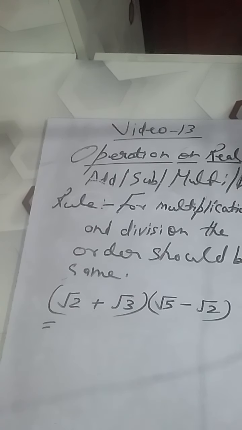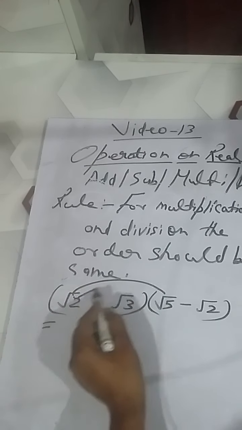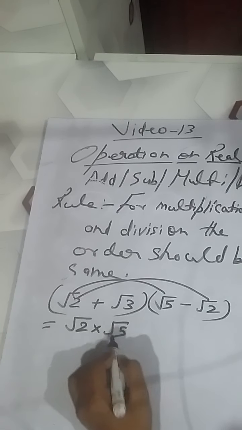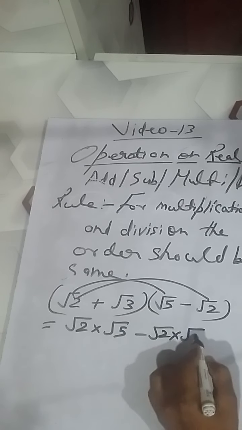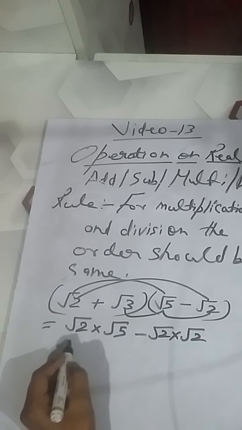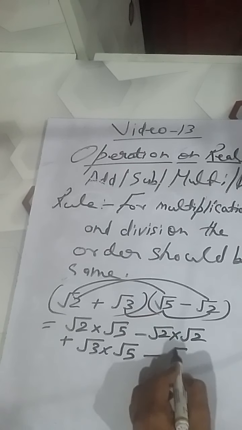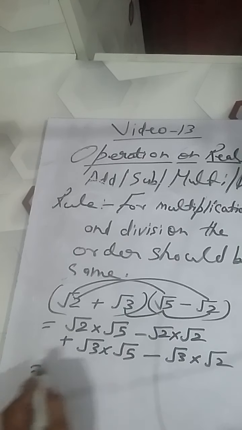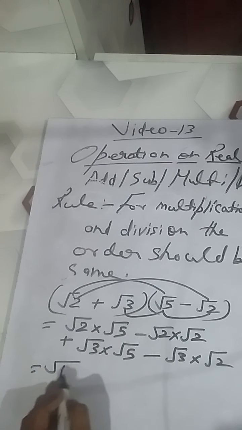I have taken a question here. So I know that this is going to multiply with this and this both. So root 2 is multiplied with root 5, then minus root 2 is going to multiply with root 2. Now this root 3 is going to multiply with this as well as this. So this will be plus root 3 multiply root 5 minus root 3 and root 2. Can you multiply this? Yes, because the order is same. So it will be 2 into 5, 10, root 10.